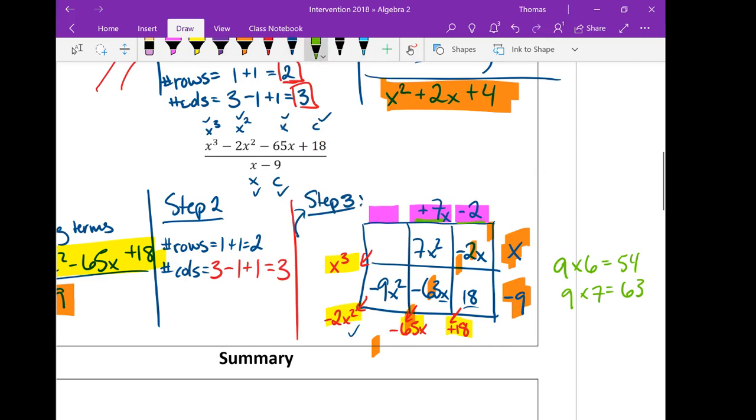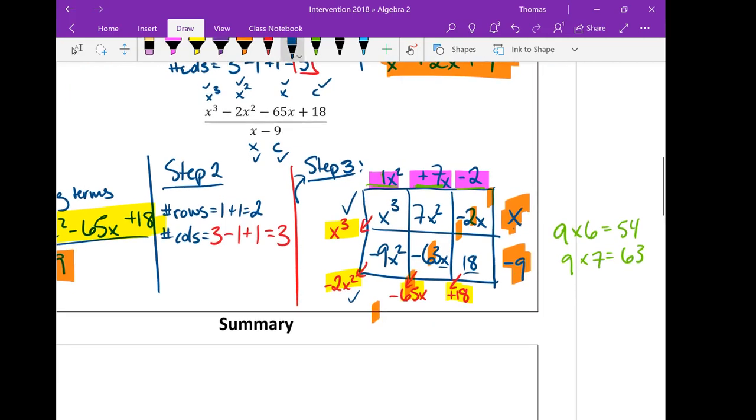Negative 9 times what gives us negative 9x squared? 9 times 1 would give us negative 9. And then x squared. So it would be just 1x squared. Last one should work out. X squared times x is x to the third. Yep, sure enough, that's what we expected. So our total, our solution, is again that top term I highlighted in pink. 1x squared plus 7x minus 2. And you don't need to write the 1 in front of the x squared. You can just write x squared if you'd like. Whichever is fine.